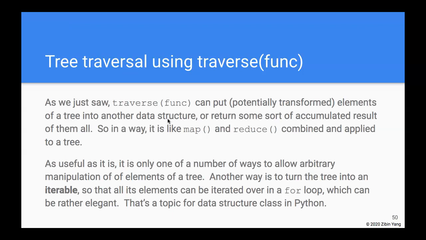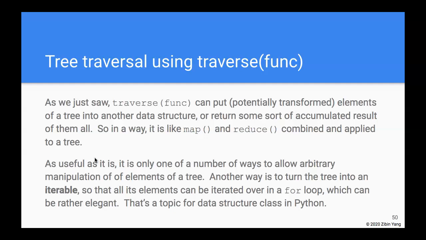So as we just saw, the traverse method can do a number of useful things. For example, it can put all the elements in a tree into another data structure, such as a list, or return some sort of accumulated result of all the elements, such as a string that represents all of them, or the sum of all of them. So if you think about it a little more carefully, the traverse method is really kind of like map and reduce rolled into one, and it applies to a tree, obviously.